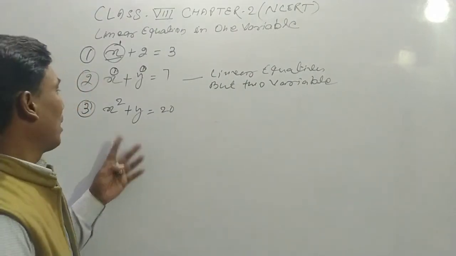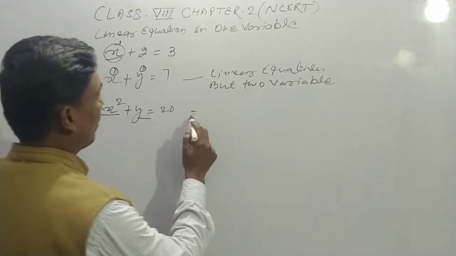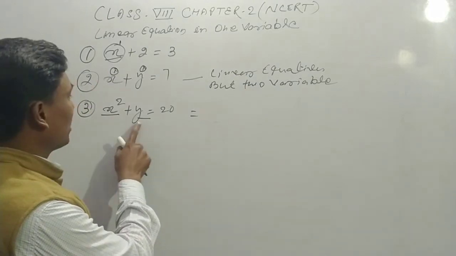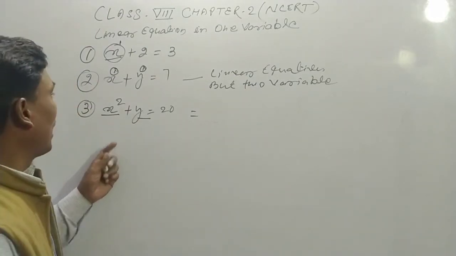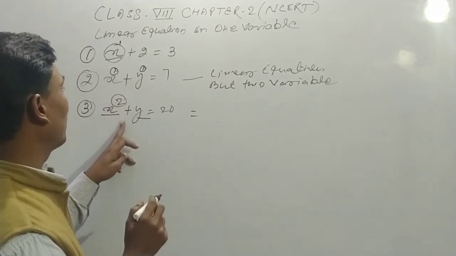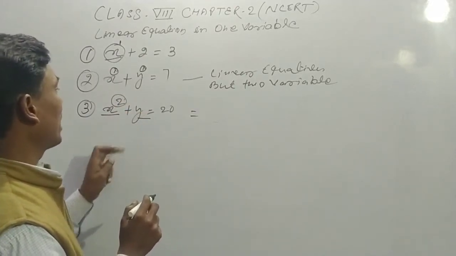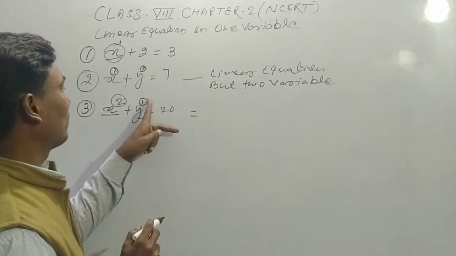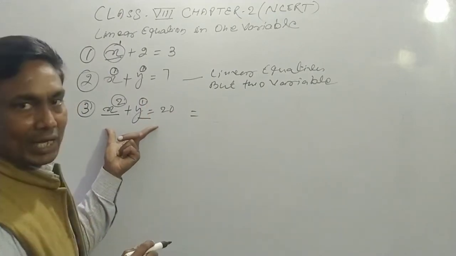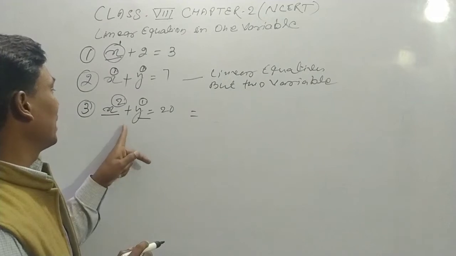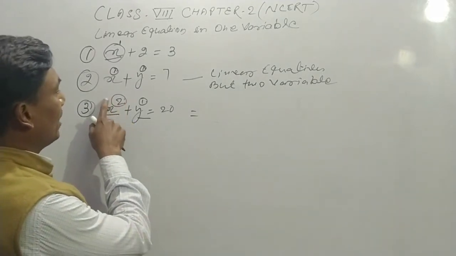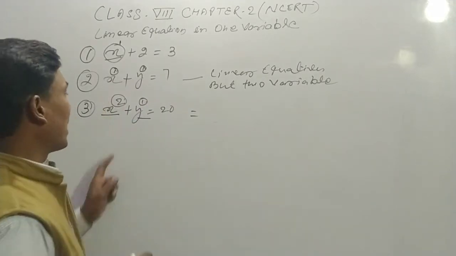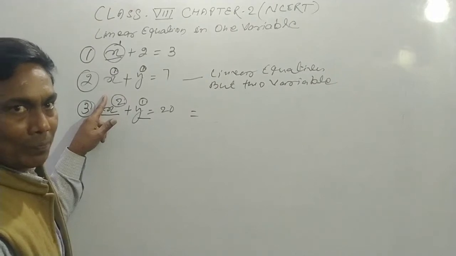Considering this equation, we can easily verify that there are two variables. One variable is x and the second is y. So this given equation is a two variable equation. And talking about the exponent, here the exponent power is 2 and here the exponent power is 1. So we can easily verify that the highest power of exponent of the variable in this given equation is 2.